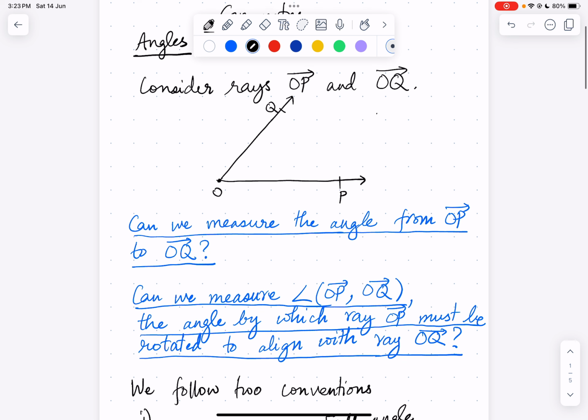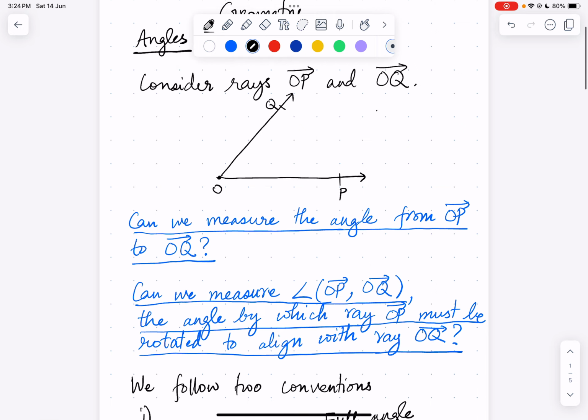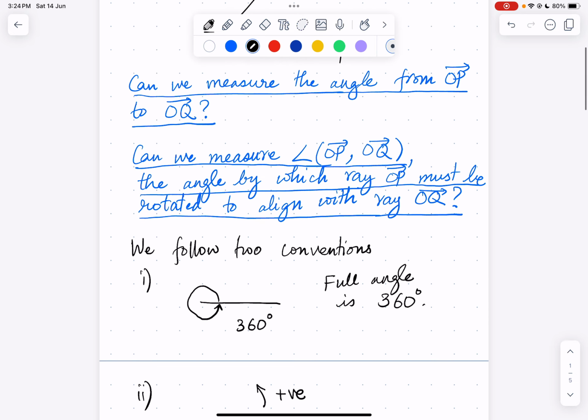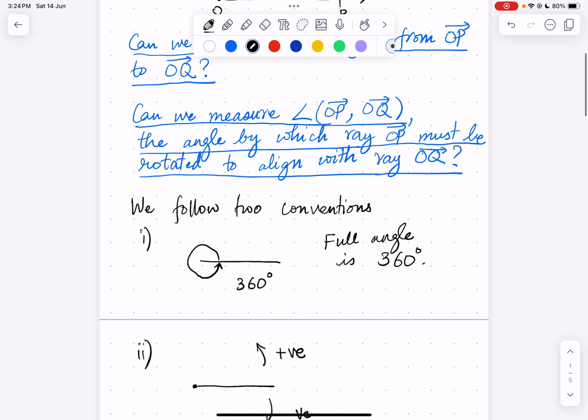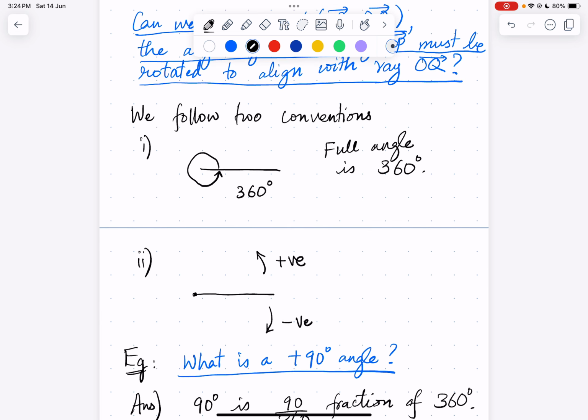So angle between any two rays OP and OQ. The angle from ray OP to ray OQ just means the angle by which ray OP must be rotated to align with ray OQ. So the way we measure angles is that a full angle or a full rotation is considered 360 degrees, and a rotation in the anti-clockwise direction is considered positive and a rotation in the clockwise direction is considered negative. These are the two conventions which effectively define angles.